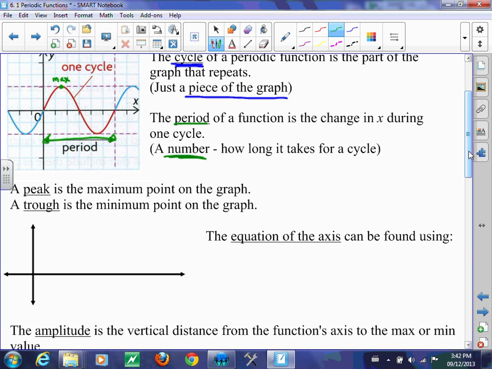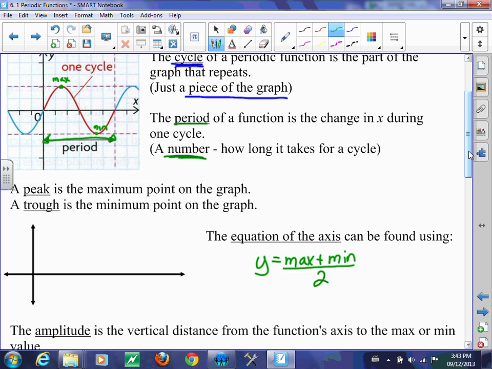trough or the minimum point down here. And then we do what's called the equation of the axis. It can be found using a formula, and the axis is going to be halfway between the minimum and the maximum. So y equals max plus min divided by 2.